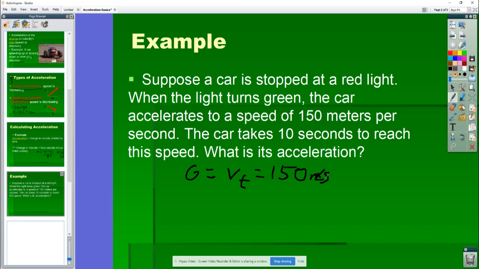So 150 meters per second. We are given a time. Apparently my pen died on me. I'm back to the mouse. Time of 10 seconds.